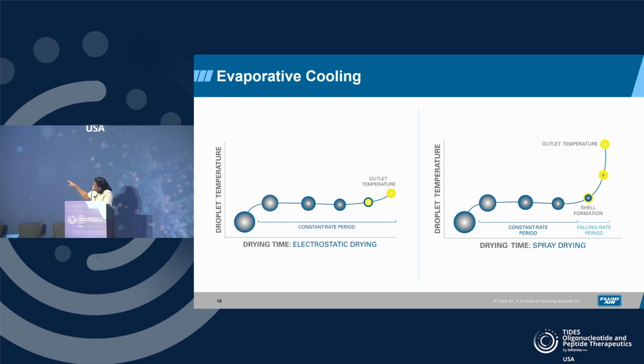So at the end of conventional spray drying, the outlet temperature is high because you need those high drying temperatures to dry the moisture trapped inside the droplet. For electrostatic drying, you can continue that efficient drying at lower temperatures, but still maintain your outlet temperatures low, so your solids are protected from those high temperatures.